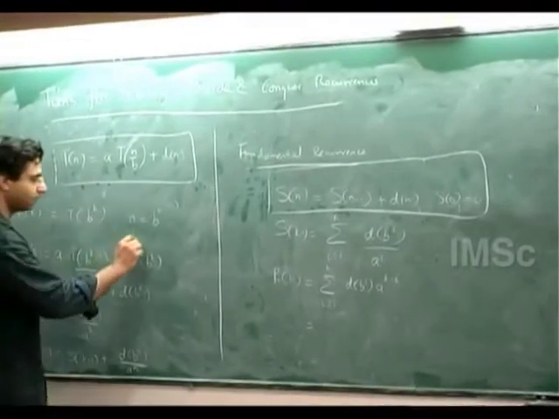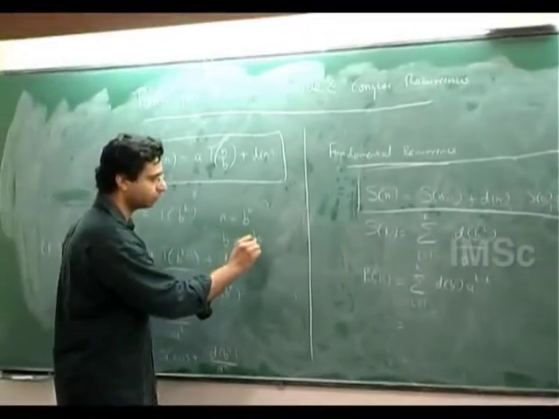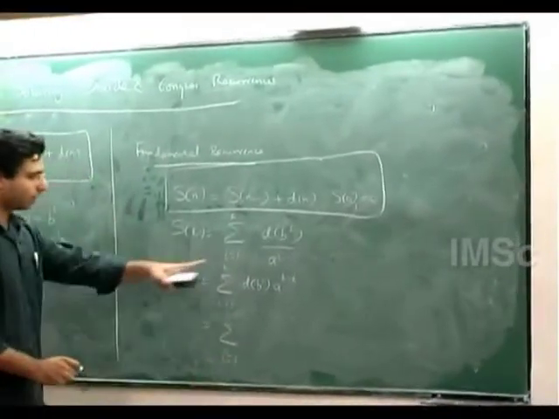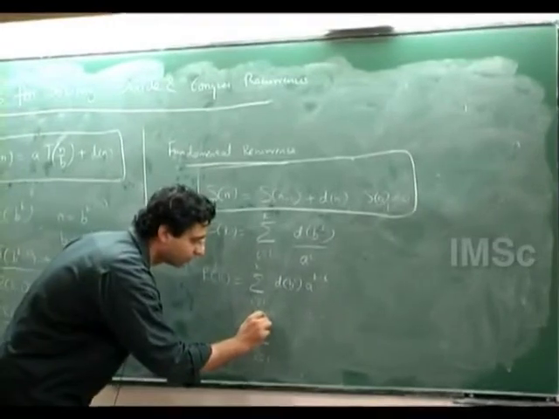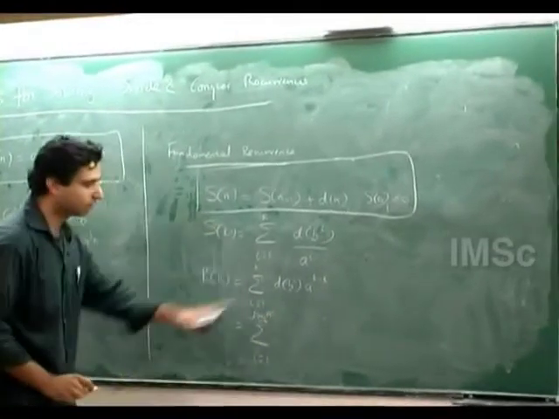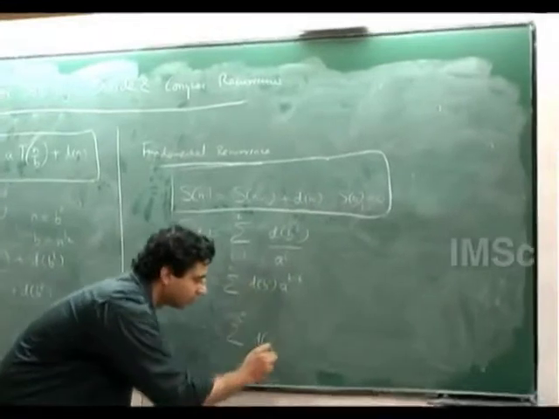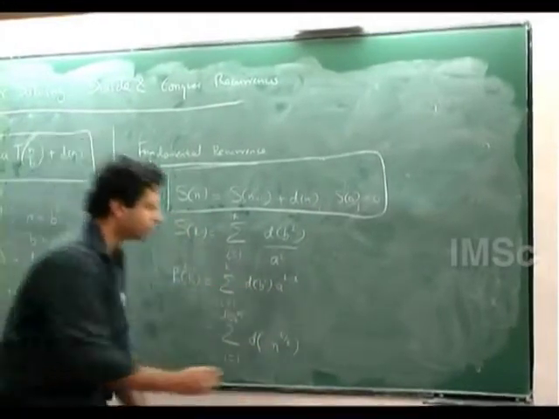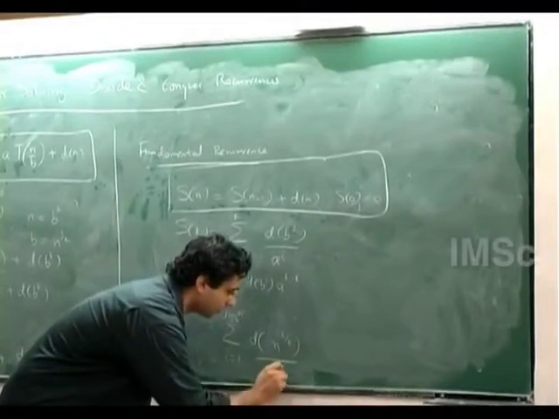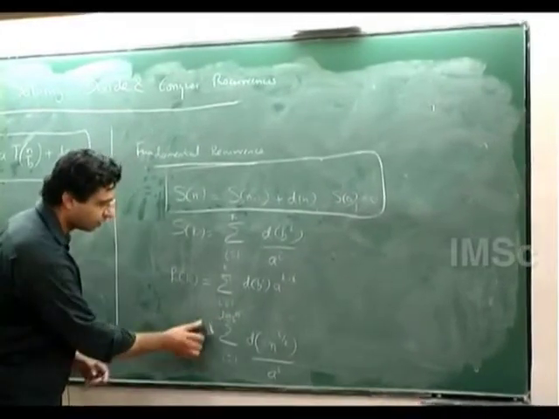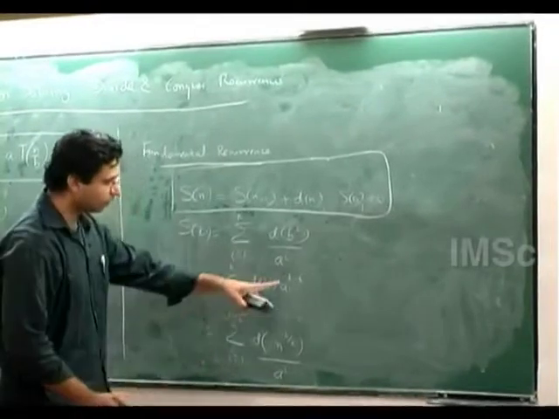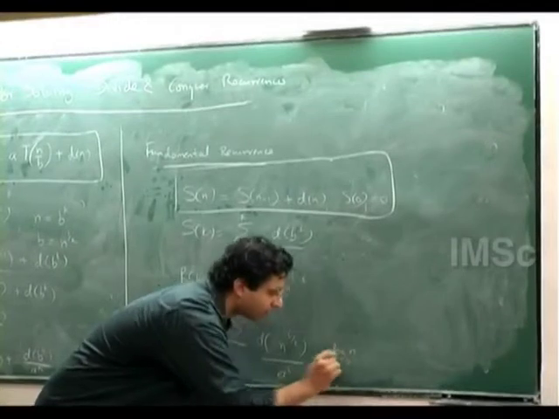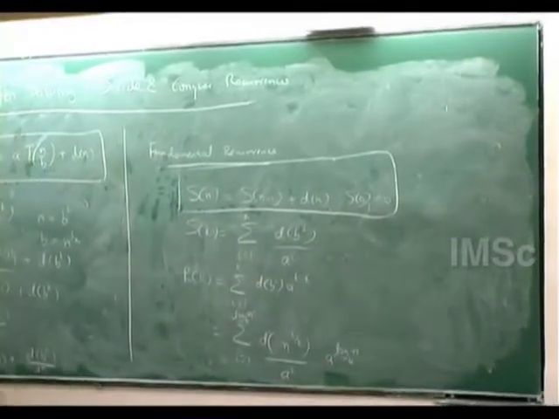Or yeah, I plug in b as the kth root of n. So i is going from 1 to k, which is log of n base b. The driving function is b raised to i, which is n to the i by k, and a raised to k minus i. Let's say I pull out this a raised to i, and what is a raised to k? It is just a raised to log of n base b. Okay.